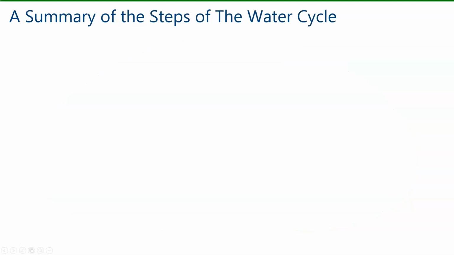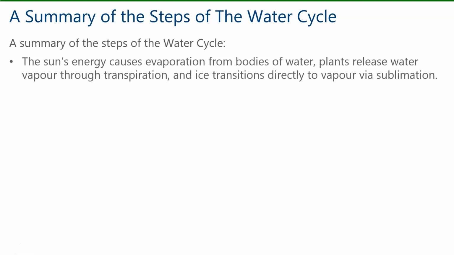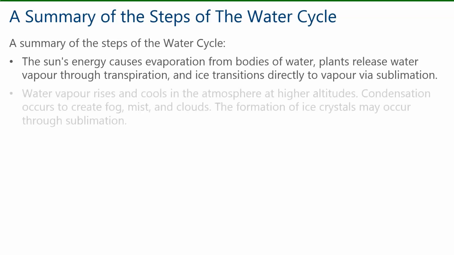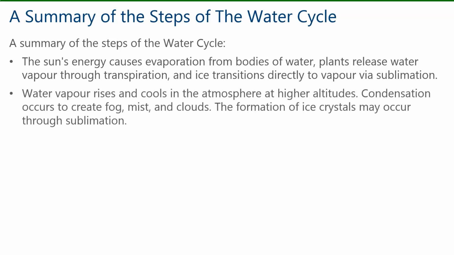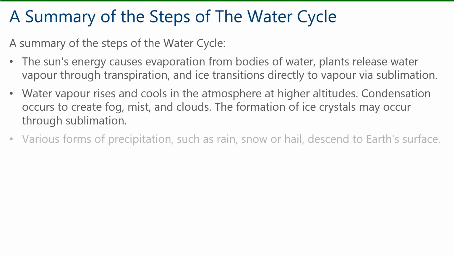Here's a summary of the steps of the water cycle. The sun's energy causes evaporation from bodies of water. Plants release water vapor through transpiration, and ice transitions directly to vapor via sublimation. Water vapor rises and cools in the atmosphere at higher altitudes. Condensation occurs to create fog, mist, and clouds. The formation of ice crystals may occur through sublimation.